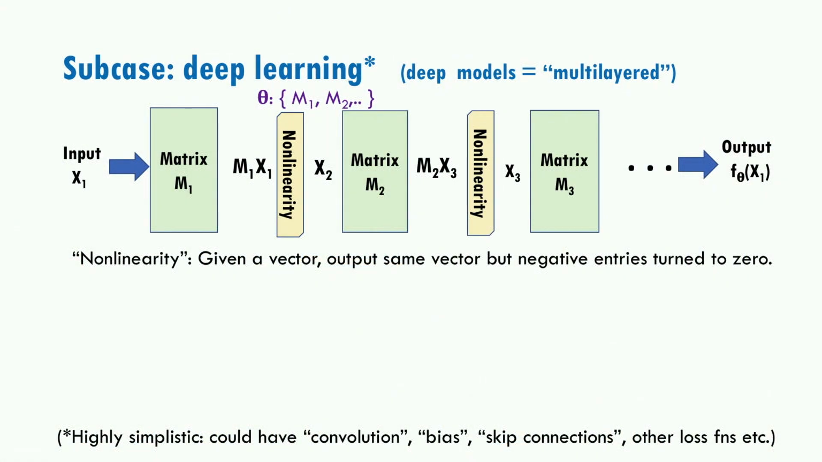Okay, so that's the matrix. It's multi-layer. You apply linear transformation, zero out the negative coordinates, apply another linear transformation, zero out the coordinates, etc. So that's the model. And the parameters of this model are these matrices, M1, M2, etc.